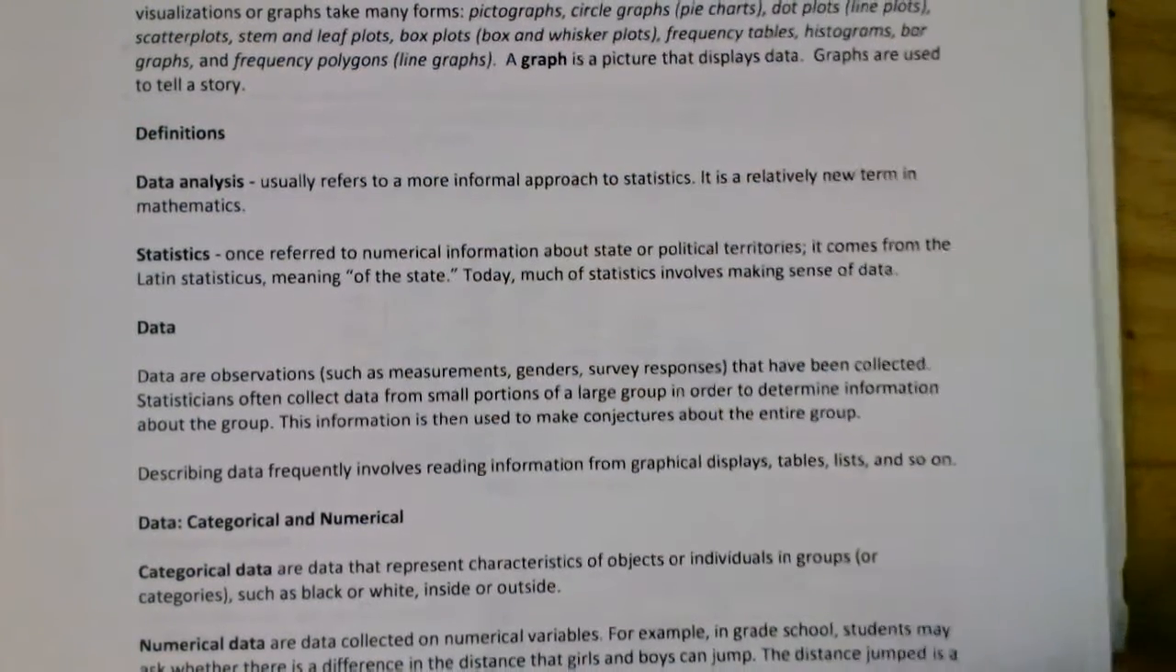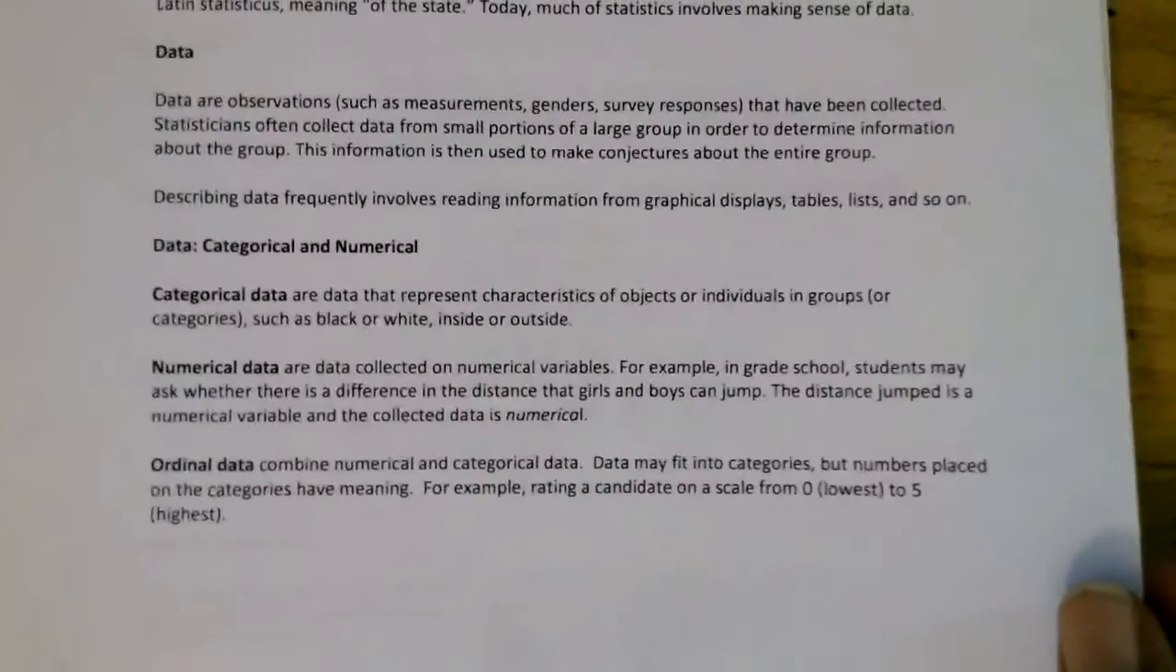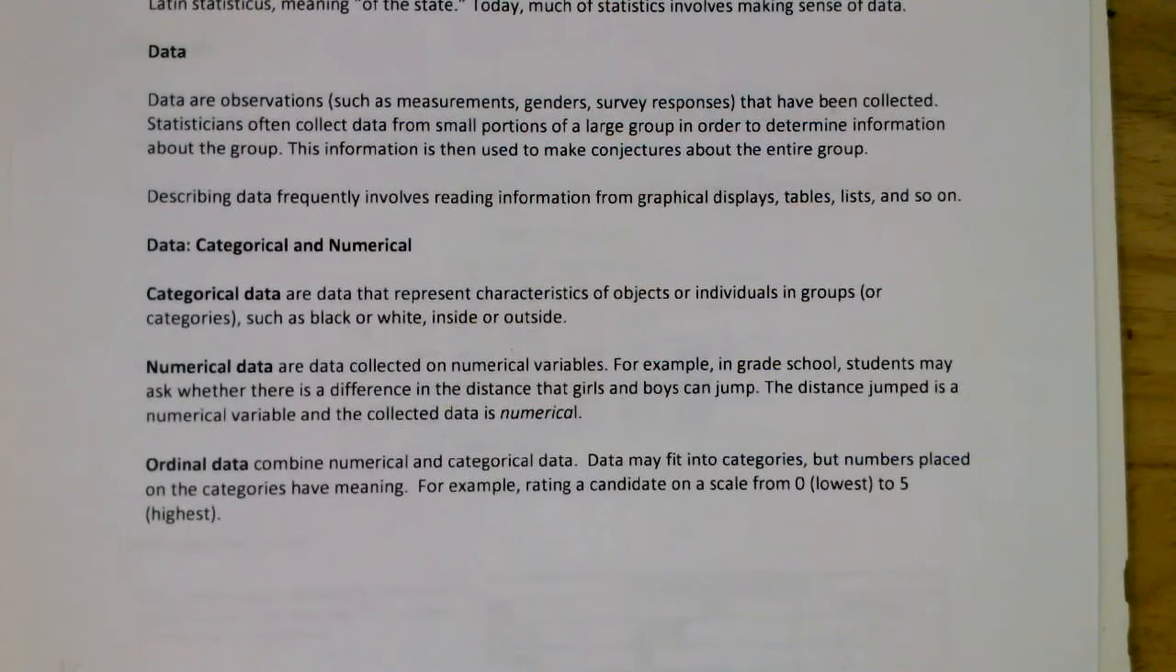Okay, so next we'll look at the types of data. Actually, there are two. One is categorical and the other one is numerical data. Categorical data is just data that represents the characteristics of objects or individuals in groups or categories, such as black or white, inside or outside, or if you're dealing with someone in college, it could be freshman, sophomore, junior, senior. That would be categorical data. Or in K-12, you probably deal with first grade, second grade, third grade, and so on, or male, female. Those are categorical data.